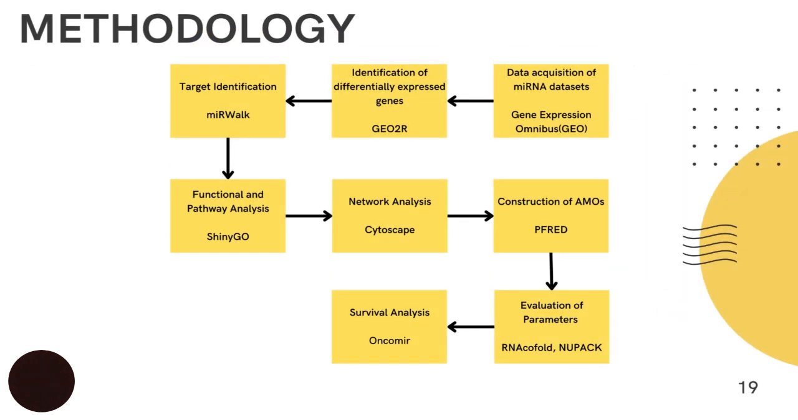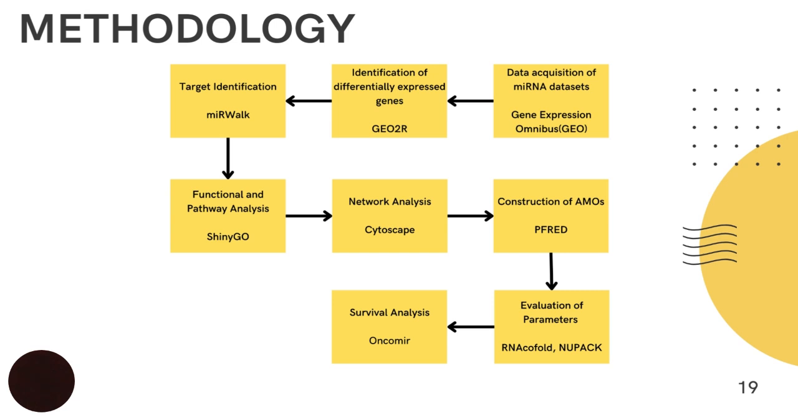This is the overall methodology of my project. I started with data acquisition, followed by identification of differential expression of genes, then finding out the target genes of the microRNAs that I found before. Then I need to find out what these genes do after target identification via functional and pathway analysis. This is followed by network analysis to find out how these genes are interlinked with each other.